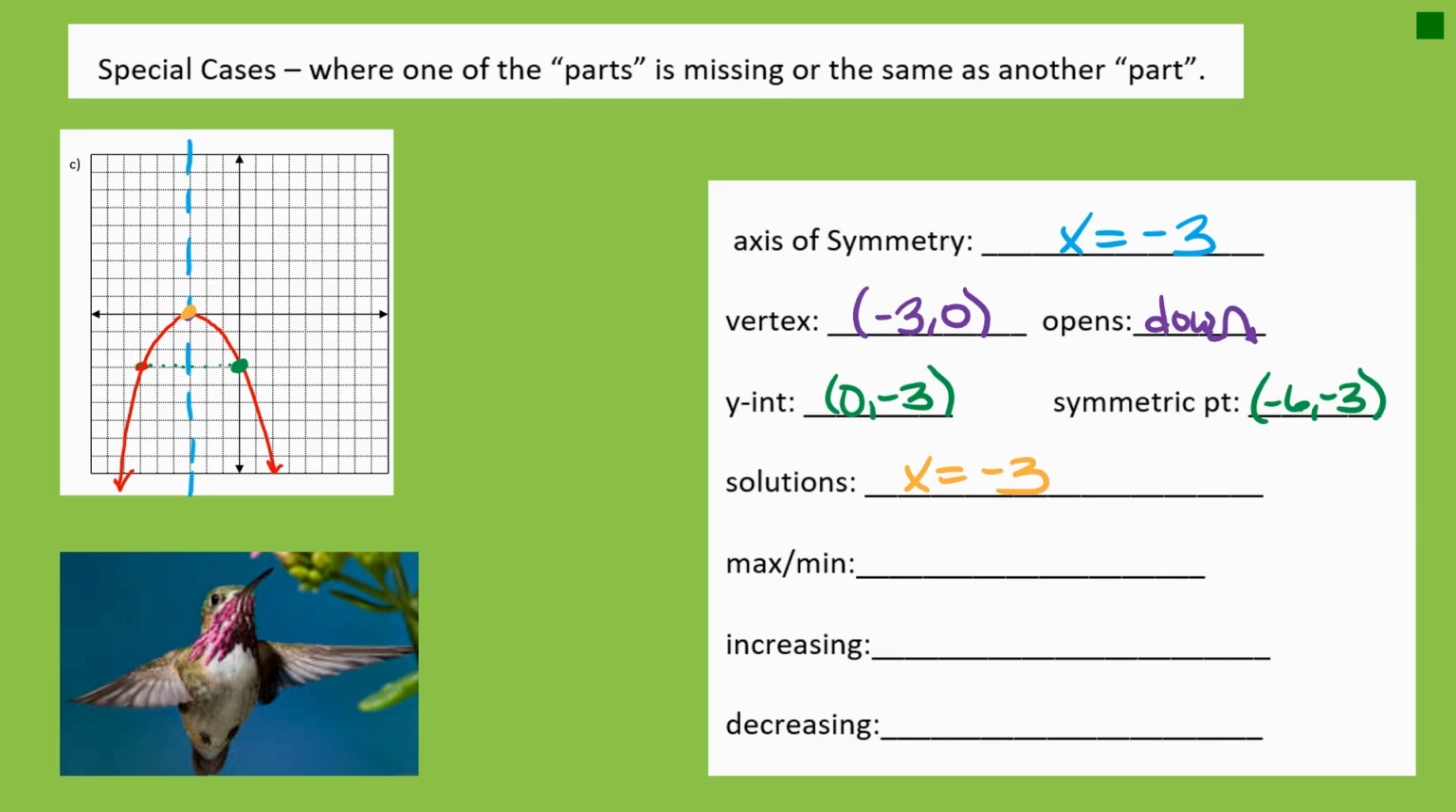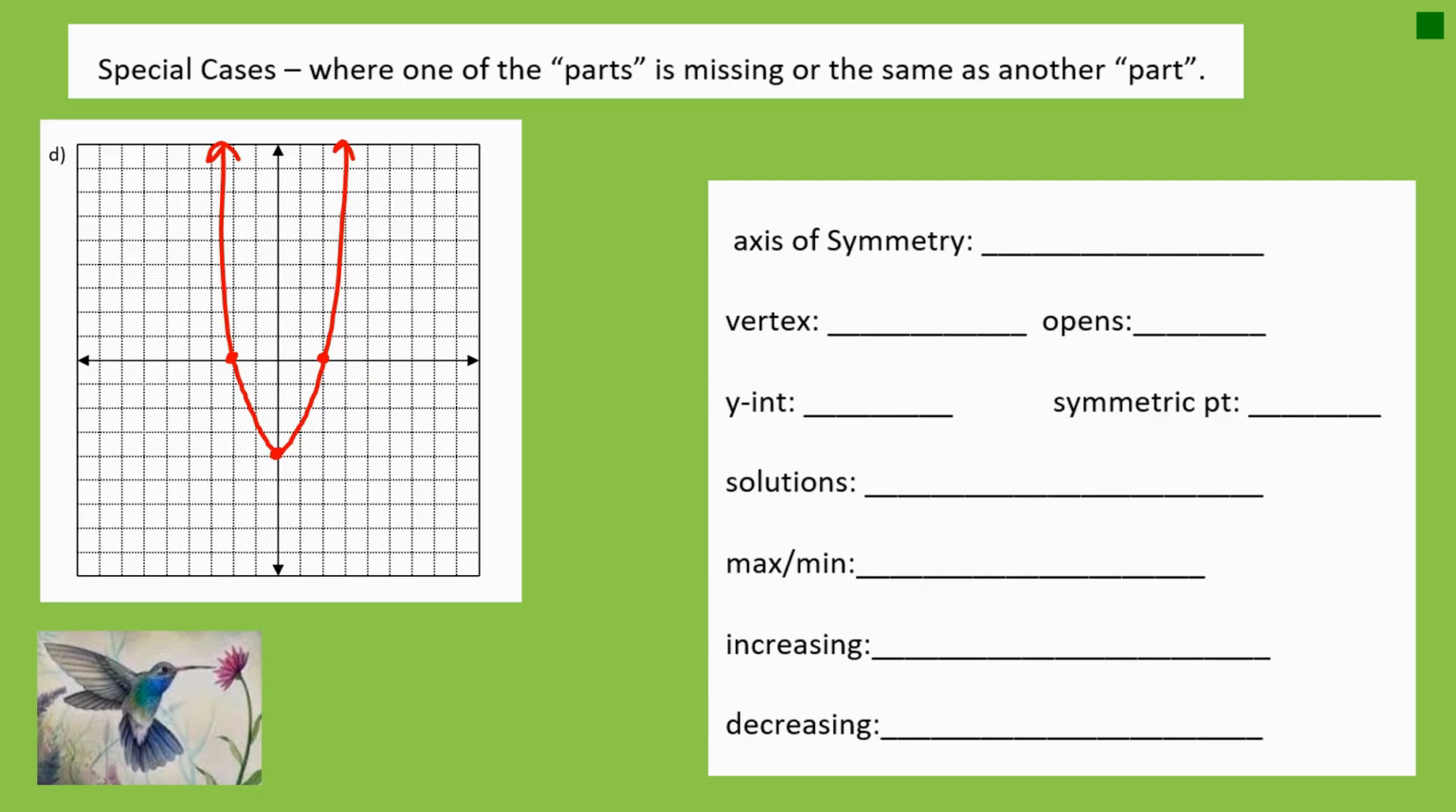Is there a maximum or a minimum? Well, this is a top point, so it is a maximum. How high does it go? 0. From left to right, start at the left, go to the vertex. It's going up. So it is increasing to the left of the vertex, which is where x is less than -3. From the vertex down to the right, it's going down. So it's decreasing to the right of the vertex, where x is greater than -3.